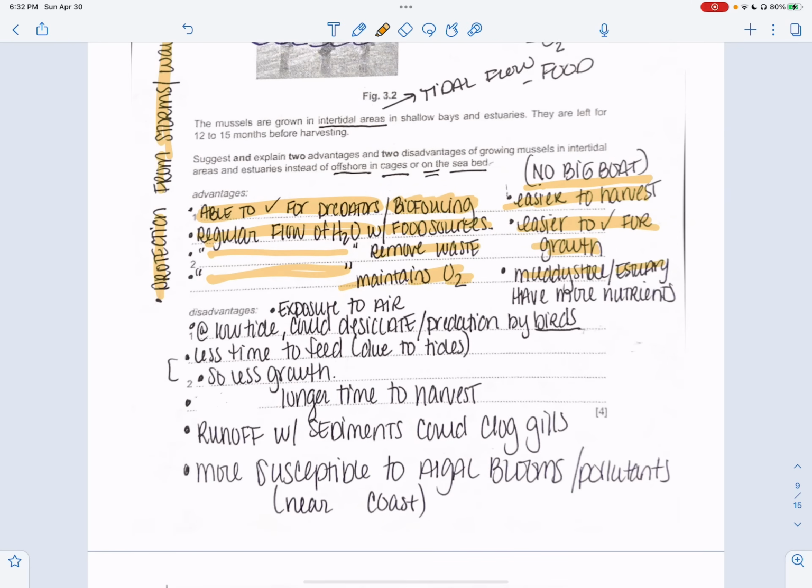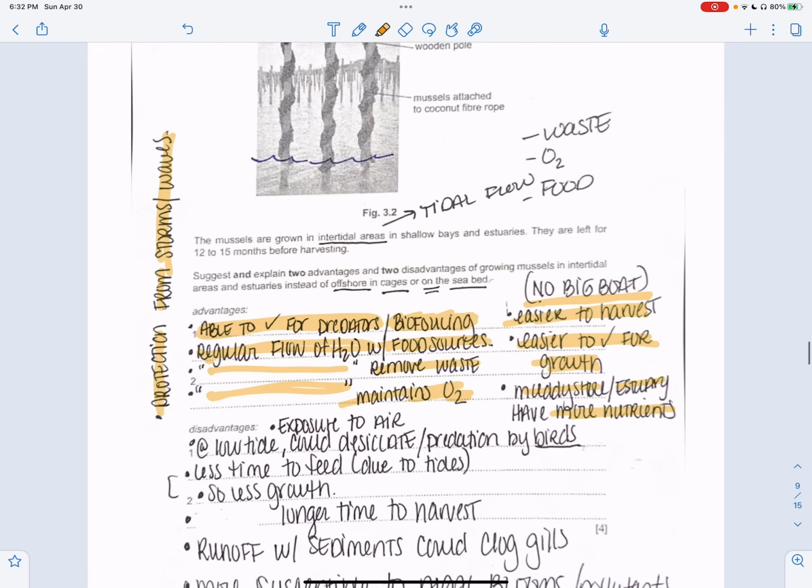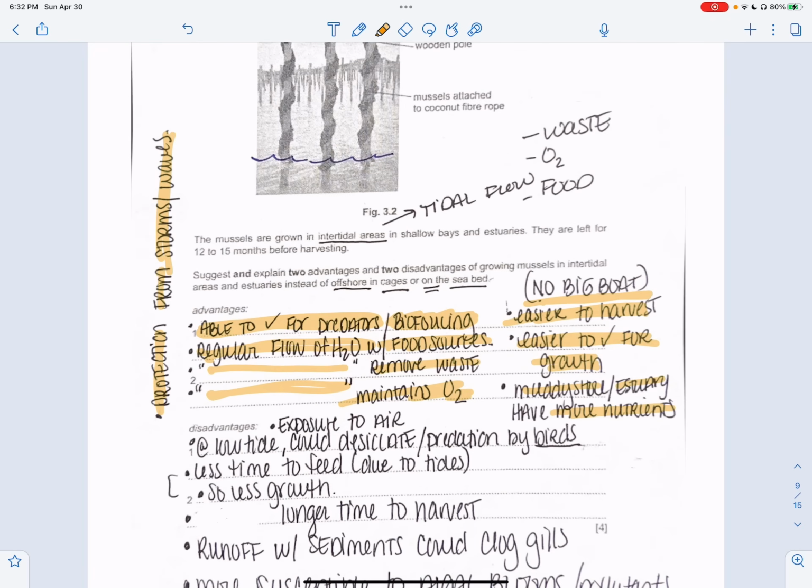And muddy shores or estuaries, again, they have more nutrients there. In the open ocean, like on the seabed, there's not as many nutrients. You don't have as much influence from coastal runoff or things like that.